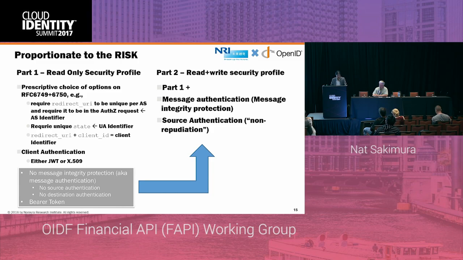Now, since we wanted to be proportionate to the risk, we didn't require message integrity protection for the read-only profile, nor do we allow bearer tokens for resource access. These are addressed in part 2, the read-write security profile. So we require everything in part 1, plus message authentication and source authentication.